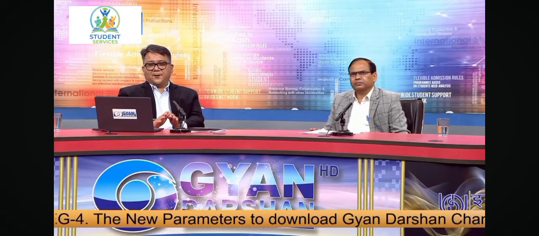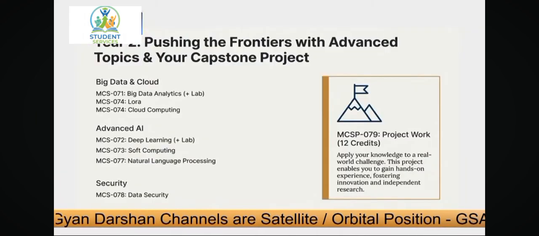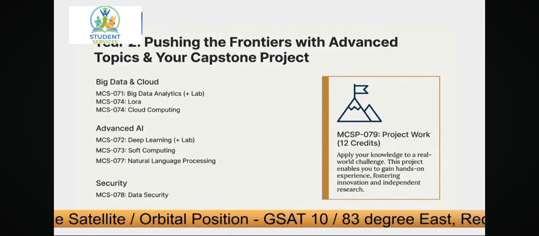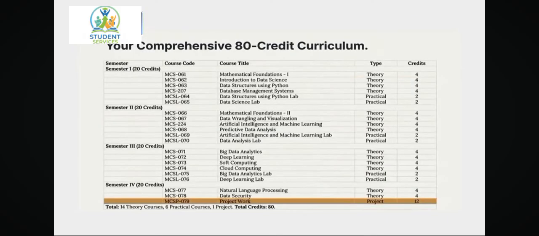And most importantly, there is MCSP 079, which is a 12 credit course, and this is project work. What learners have learned in the last 1.5 years is what they are going to apply to real world challenges. So this will give the learners hands-on experience and foster innovation and independent research, so they can do a lot of things in that.